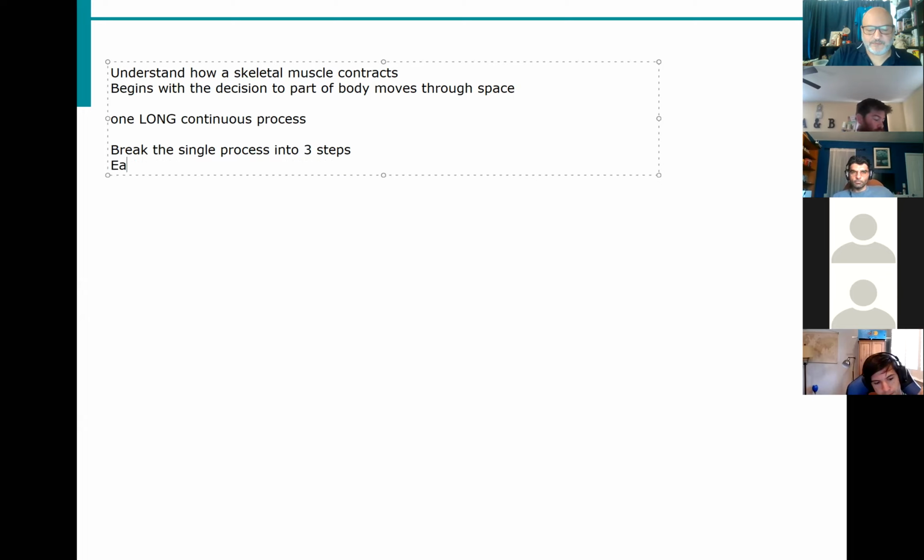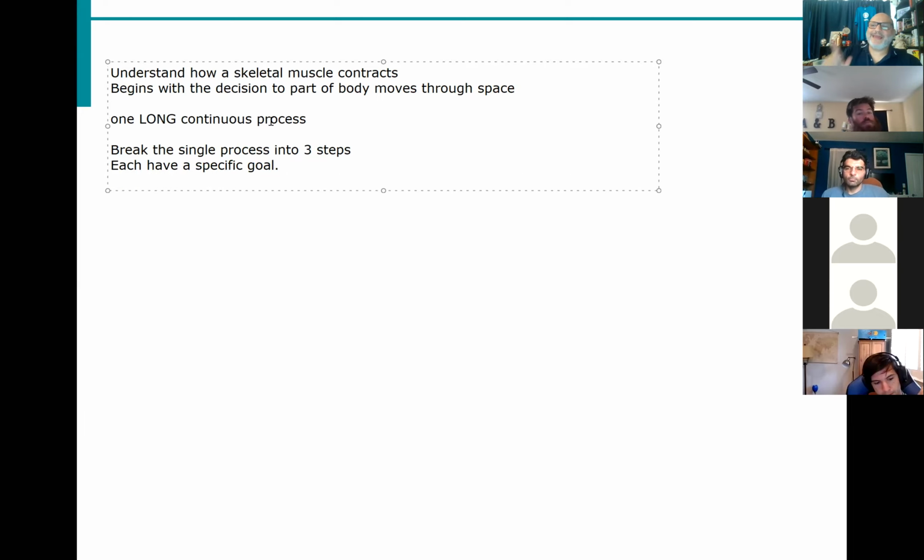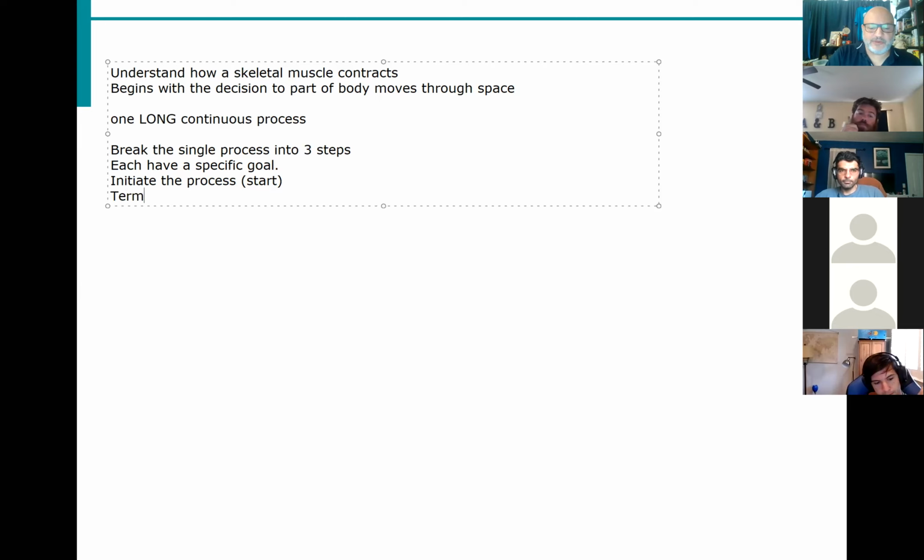Each of those steps is going to have a specific goal. And for each of these steps, we are going to learn how to initiate it. Right? How we start it. But of course, once we start the muscle contracting, do we want it contracting forever? No. So we are also going to need to talk about how we terminate the process, how we get it to end.